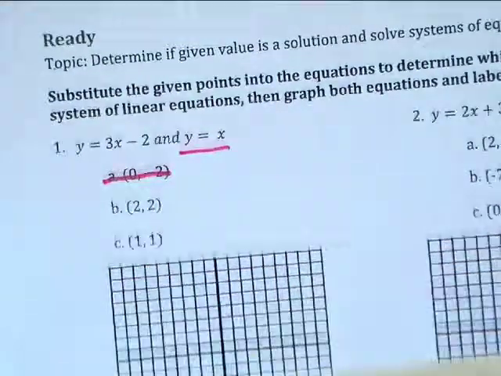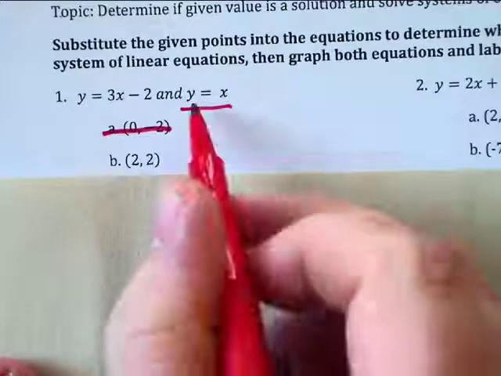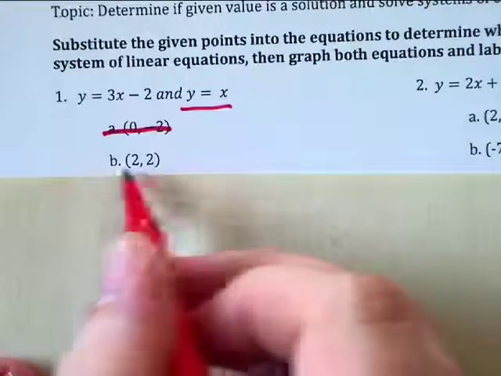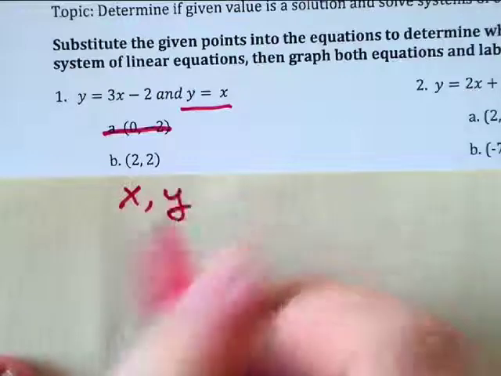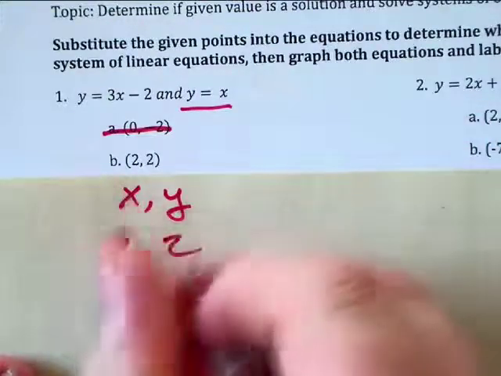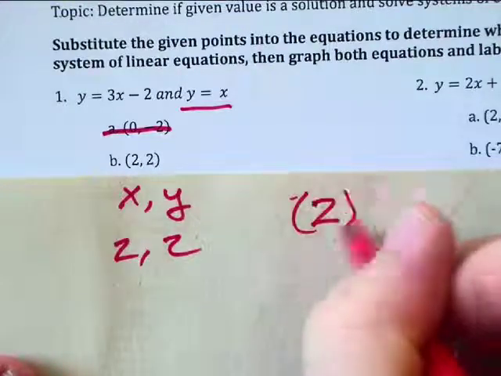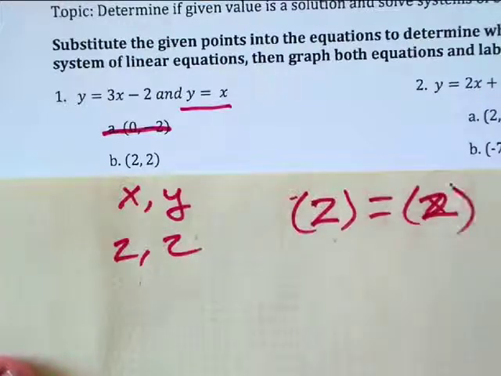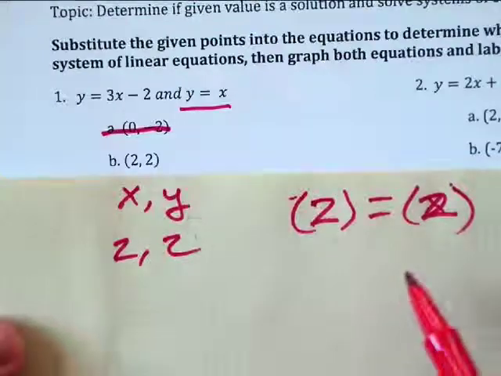Now if we continue on to B, let's try it out. Seems like the easiest one to start with might be the y equals x. In this case, does y equal x? Yes. Remember, these are x comma y, so we have 2 comma 2, and if we plug in 2 for x and 2 for y, we have y equals x, which is also 2. Does 2 equal 2? Yes. So that's a good starting spot.